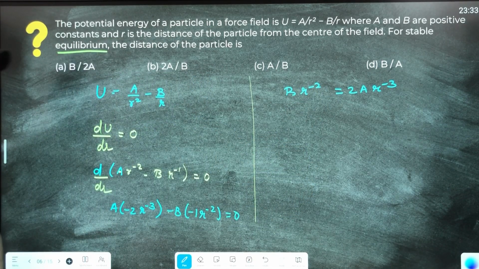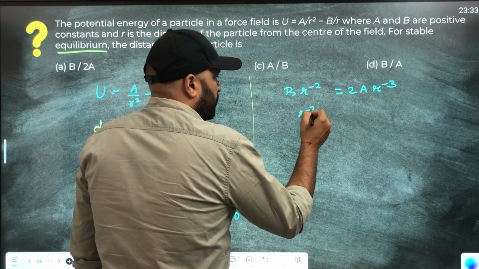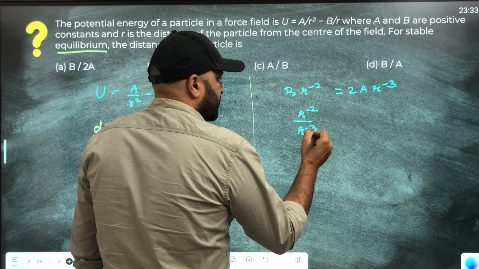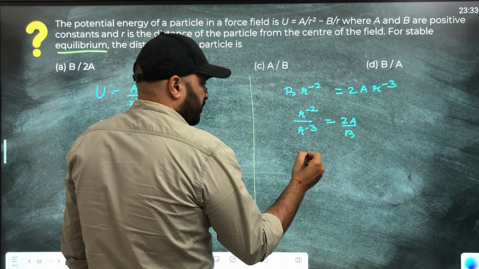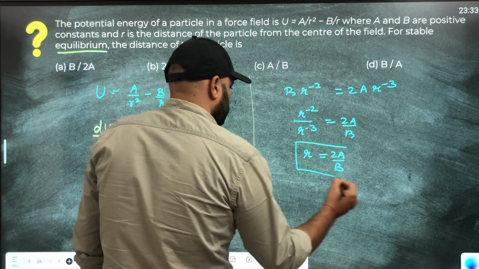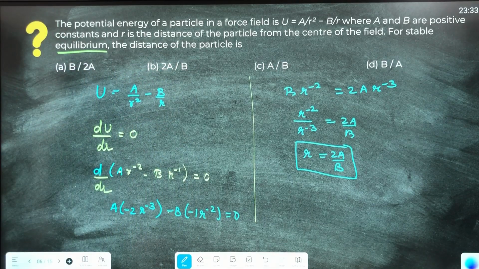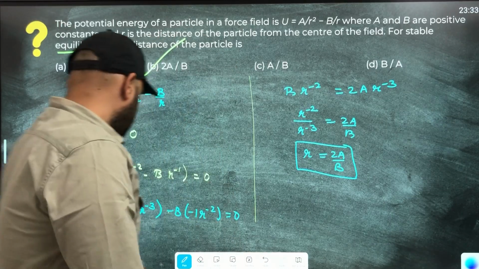Okay. Now let's take this r to the power minus 3 that side. So r to the power minus 2 upon r to the power minus 3 will be equal to 2a by b. And when you take it on the top, r will be equal to 2a by b. I hope this is clear. So r equals 2a by b, which is option B. Clear? Let's see the next one.